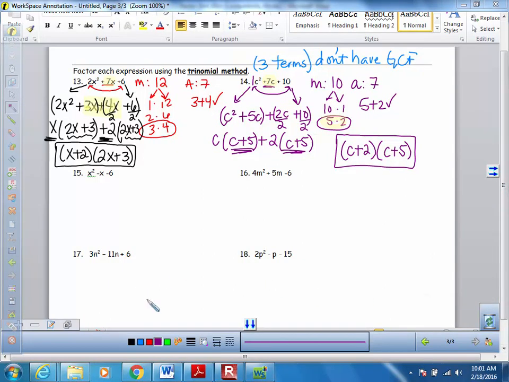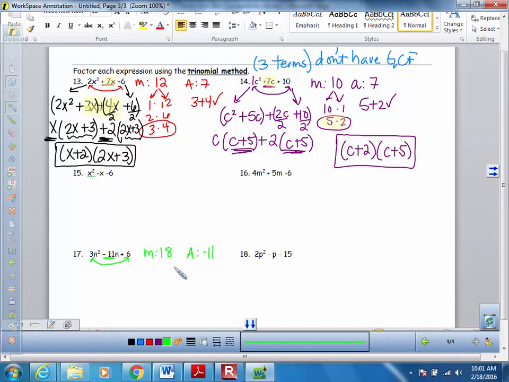Okay, I want to try one more of these just to make sure we got it. So let's look at number 17. So in 17, again, our steps are still exactly the same. We're multiplying our first times our last. So 3 times 6 would give me 18. Then I'm looking for something that adds to give me this middle number right here, negative 11.